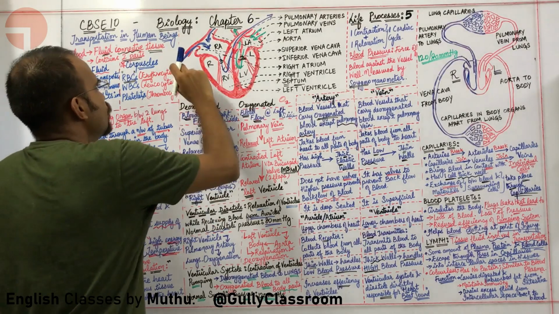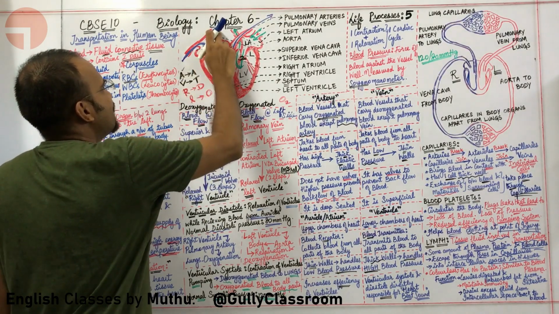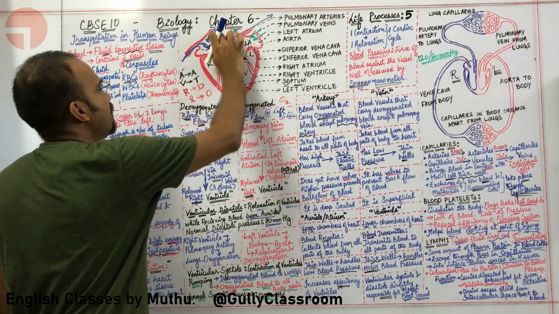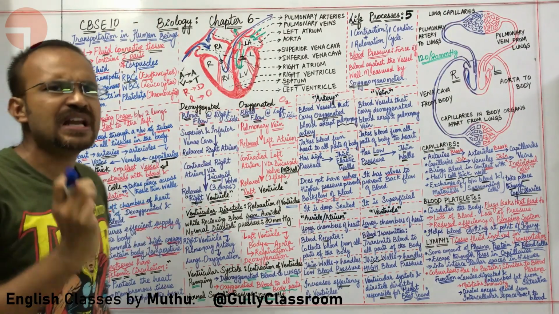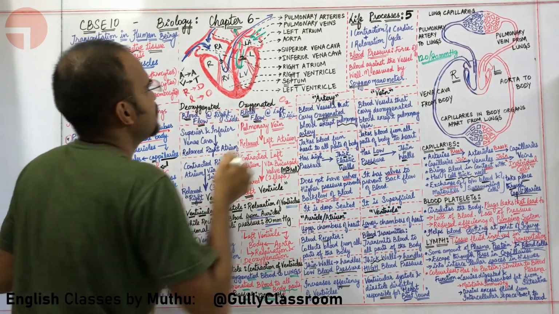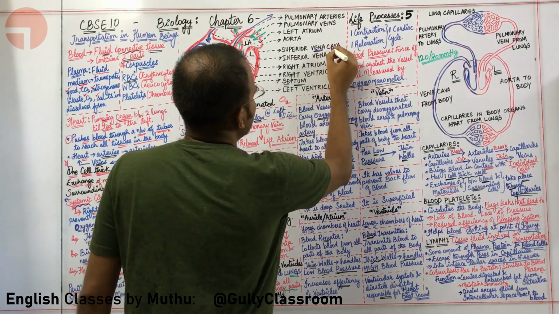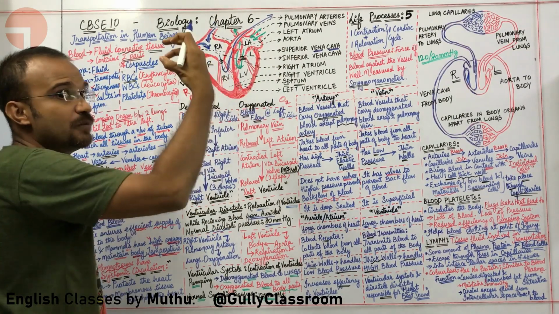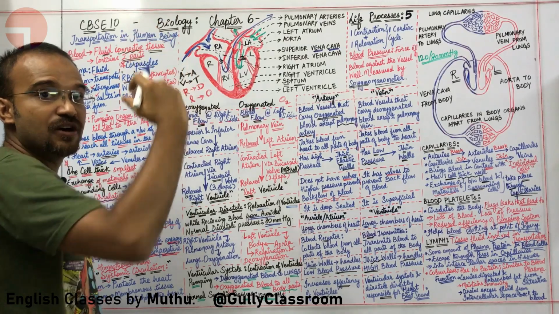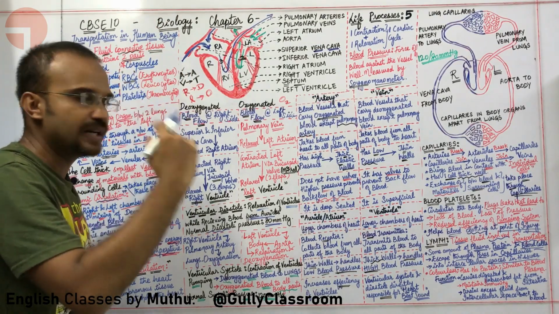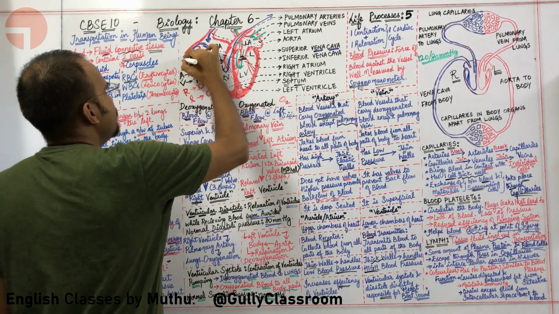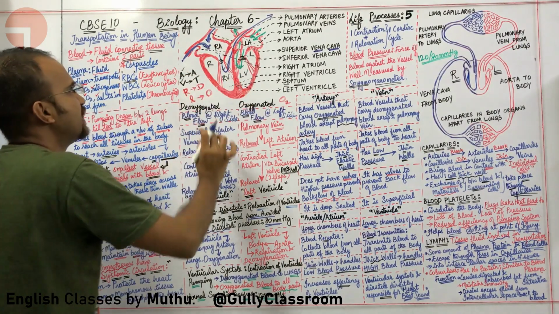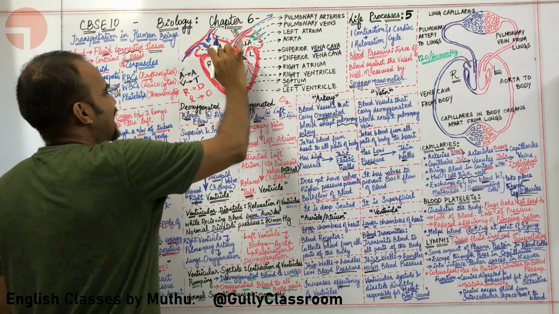How, sir? Through the superior vena cava and inferior vena cava. Vena cava means big vein. So the superior vena cava will bring deoxygenated blood from organs above the heart. The inferior vena cava will bring deoxygenated blood from organs below the heart. Both will fill in the right auricle.